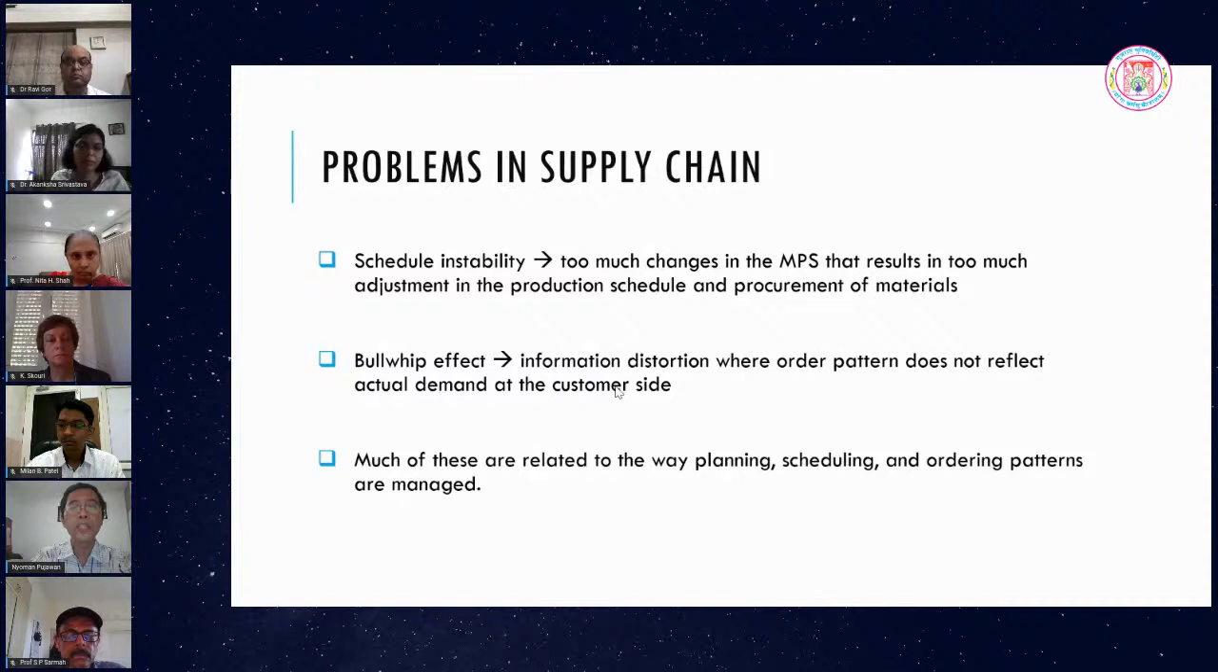And also when we talk about information distortion in the supply chain, the order pattern that you receive is not reflecting the actual demand at the customer side. The demand that you receive is already distorted, probably because of the motive to achieve economies of scale, so you are ordering more than the actual demand, or maybe because your forecast is not accurate. Much of this is related to the way of planning, scheduling, and ordering patterns in any member of the supply chain. So that was the motive why I was looking at the properties of lot sizing rules, because when your customer is applying a lot sizing rule that is embedded in their ERP system, for example, and they don't know the impact of those lot sizing rules on the ordering pattern, then they are not aware of the problem created on your side.